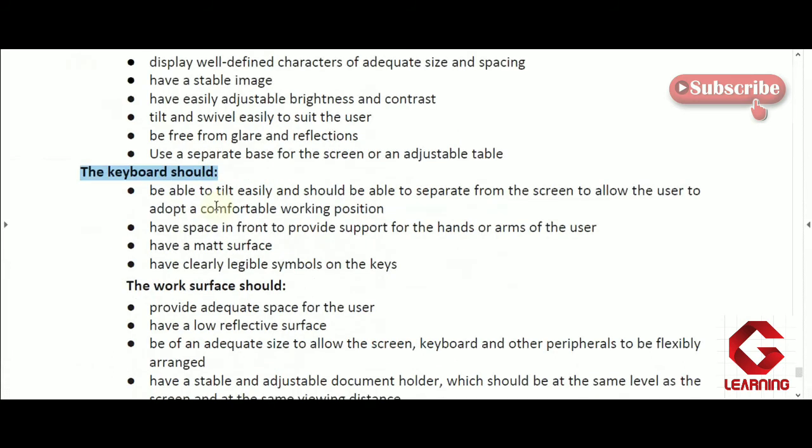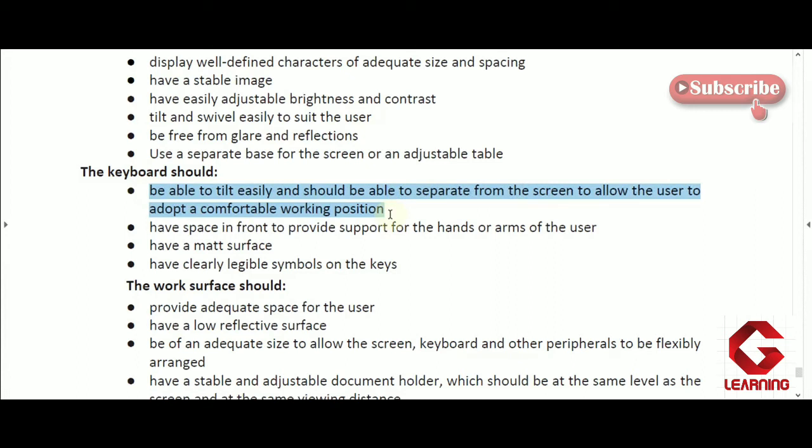Now next one is the keyboard should. So at workplace how the keyboard should be, that is mentioned here. So first one is be able to tilt easily and should be able to separate from the screen to allow the user to adopt a comfortable working position. So actually keyboard should be such that it should be easily adjustable as per the convenience of the user. And in the back side of the keyboard you can notice two stands are there.